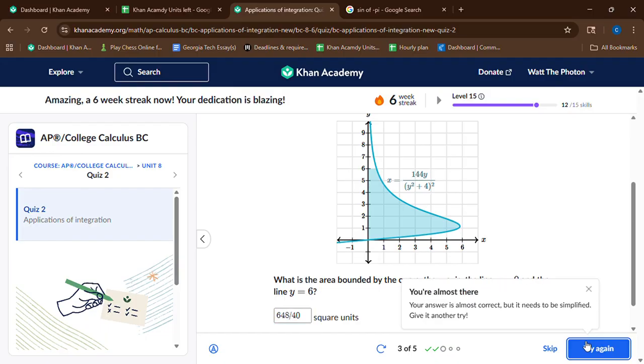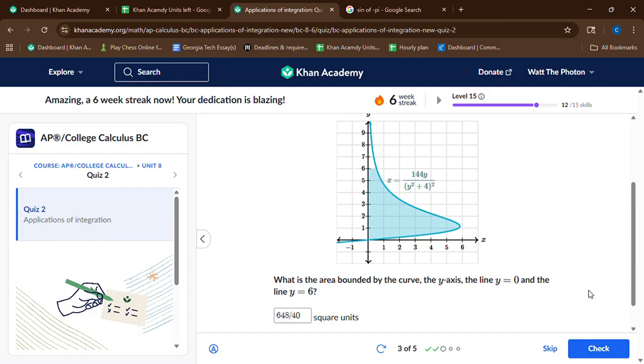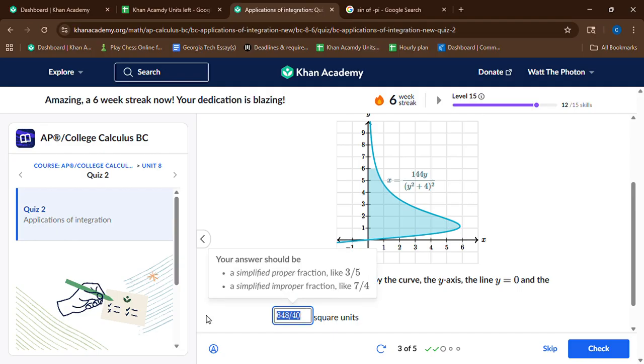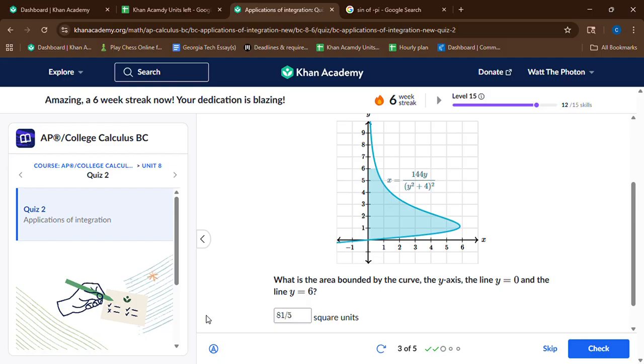I think this is right. Needs to be simplified. 648 divided by 4. 40 divided by 4. 162 divided by 2. 10 divided by 2. 81. 6. 40. Divided by 5 is prime.